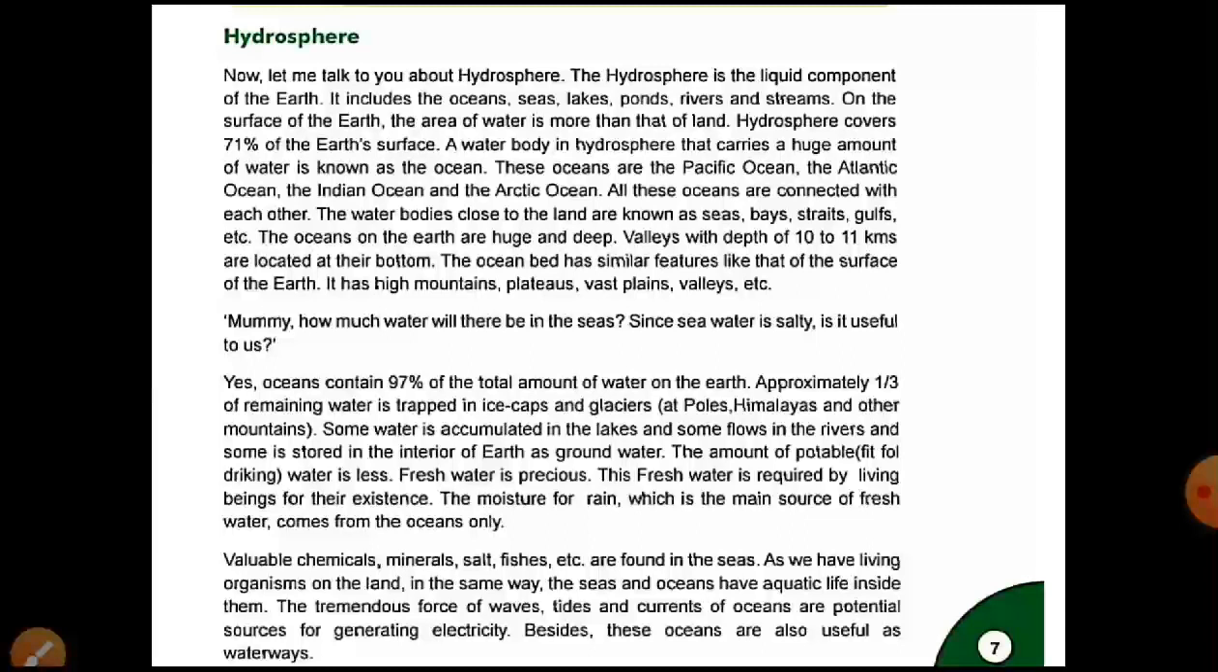So all these physical features are located inside the oceans, inside the water bodies.